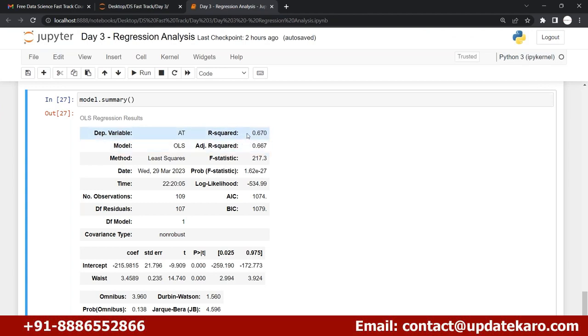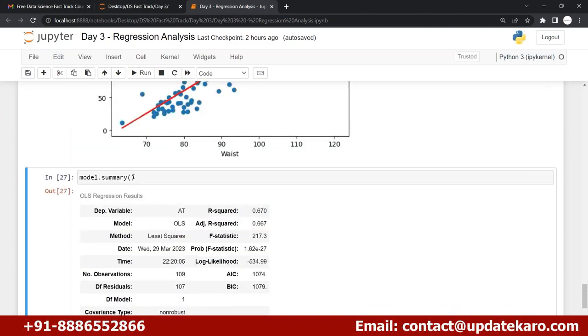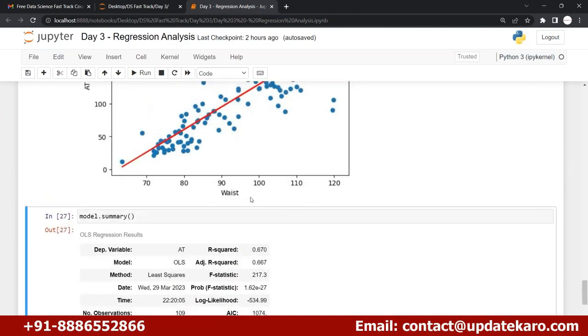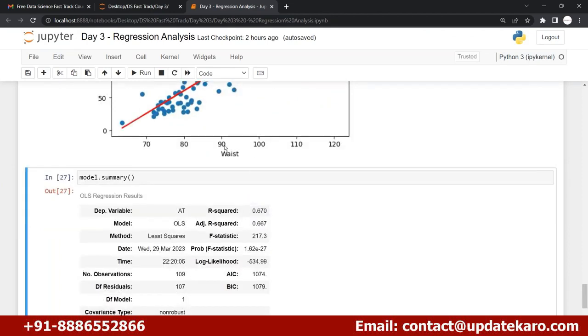Adjusted R square, here R square is nothing but 0.67. 0.67 is nothing but 67% of the variation of this particular data, your AT data, explained by your waist column. Which means you just collected the waist circumference data, isn't it? So after collecting this data, how much is this helpful? This data gives me 67% of the information for this AT column.